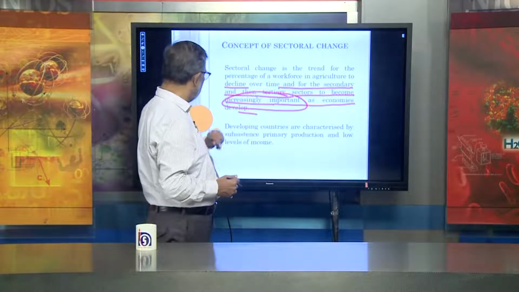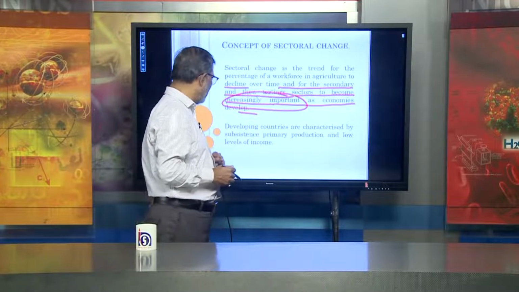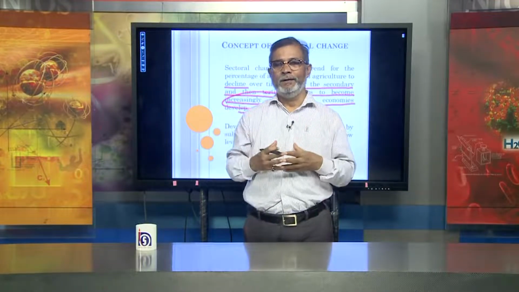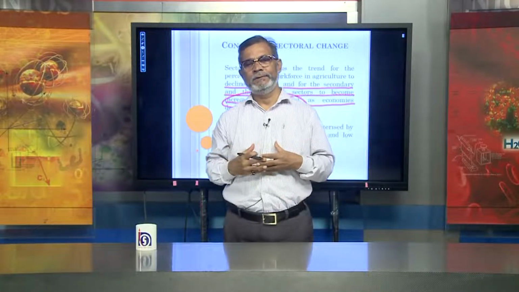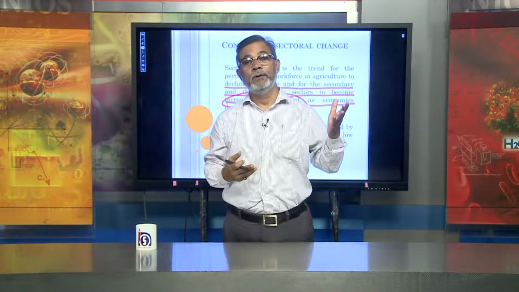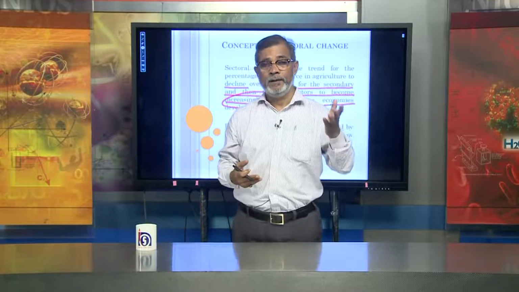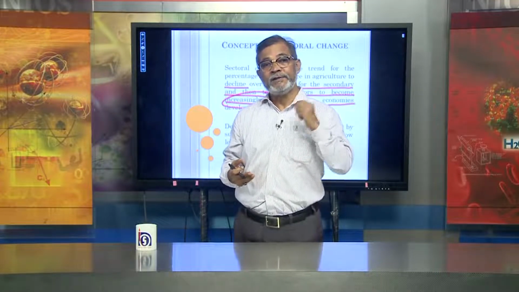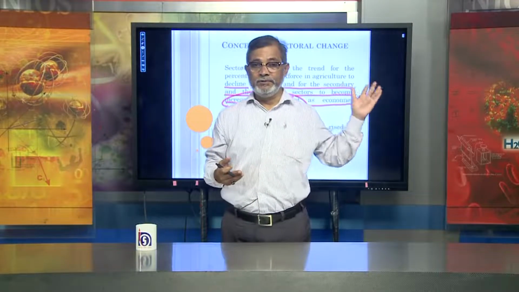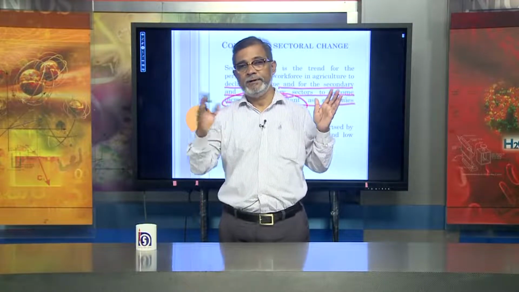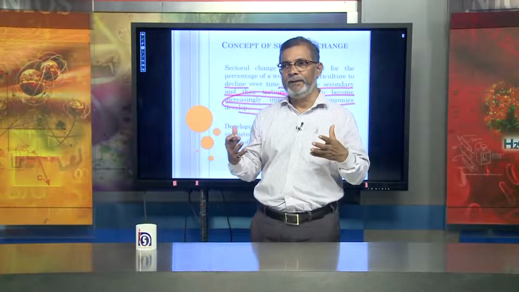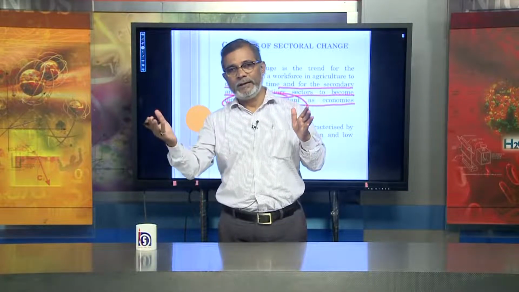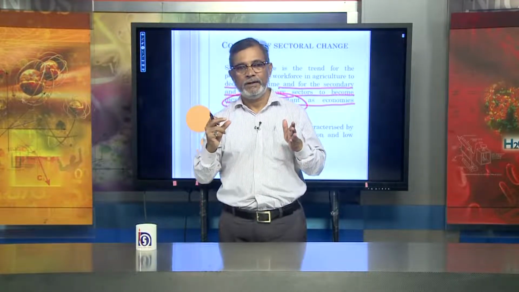Developing countries are characterized by subsistence primary production and low levels of income. You see, still we are said to have the tag of developing economy. Why? Because we have sufficient deficiency, maximum dependency on primary sector and sufficient deficiency of some other sectors. Because you see the extent of people who are involved in different occupations. So, by the passage of time, it is quite obvious for us to reduce the extent of one sector and shift to the other sector. This reflects the structural changes of the Indian economy.